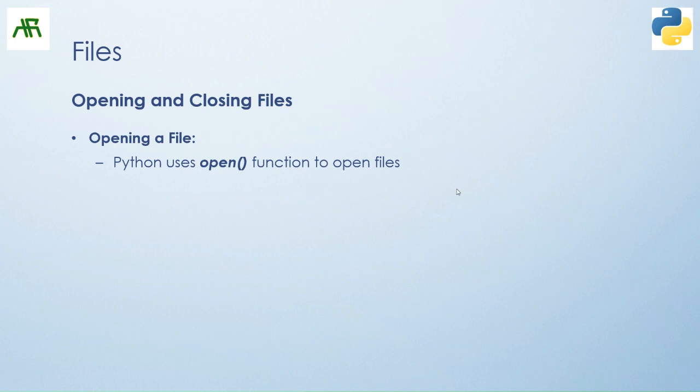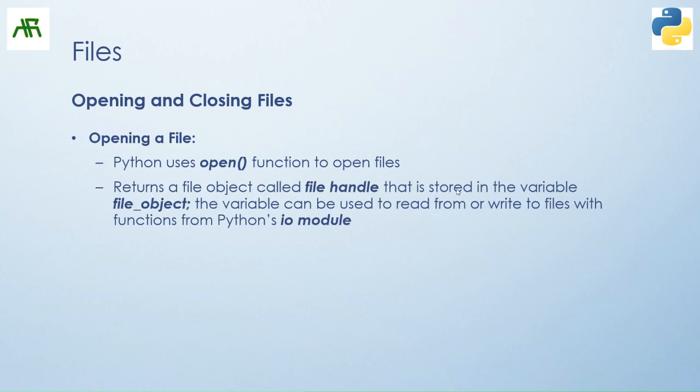For opening a file, Python uses the open function, which returns a file object called a file handle that is stored in the variable file_object. The variable can be used to read from or write into files with the functions from Python's IO module. This is the starting point. This is the key. Anytime the open function is called, it creates a file handle that is stored in the variable file_object. This is basically a reference, a position reference or location reference. This file handle is a reference in the memory which is stored in the variable file_object.